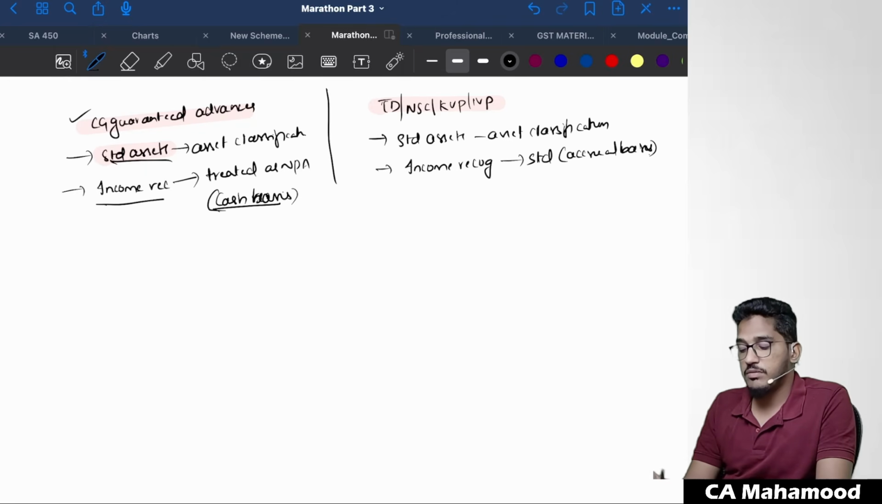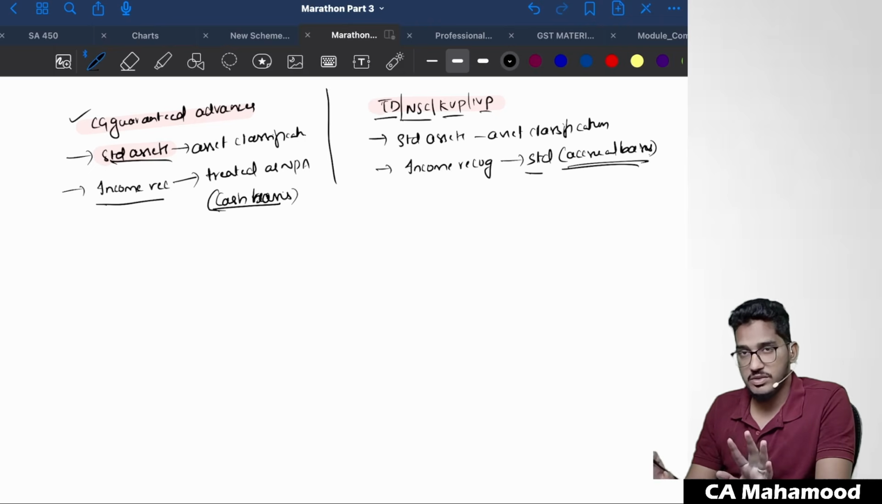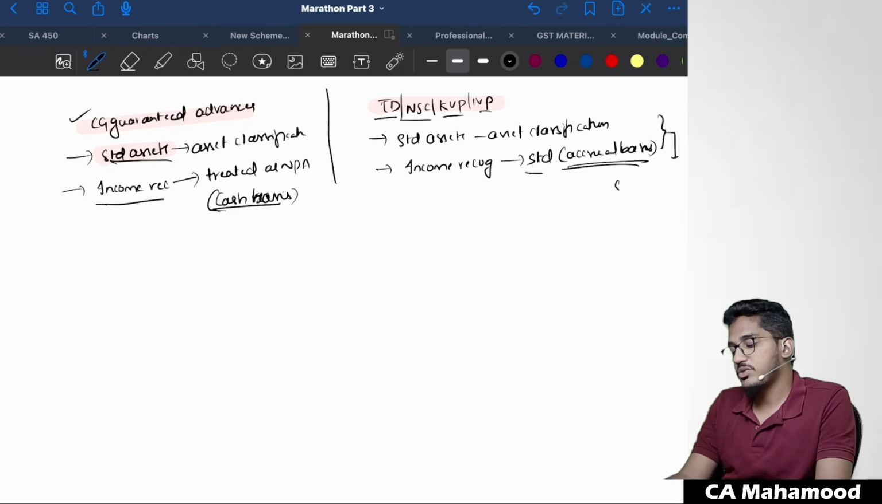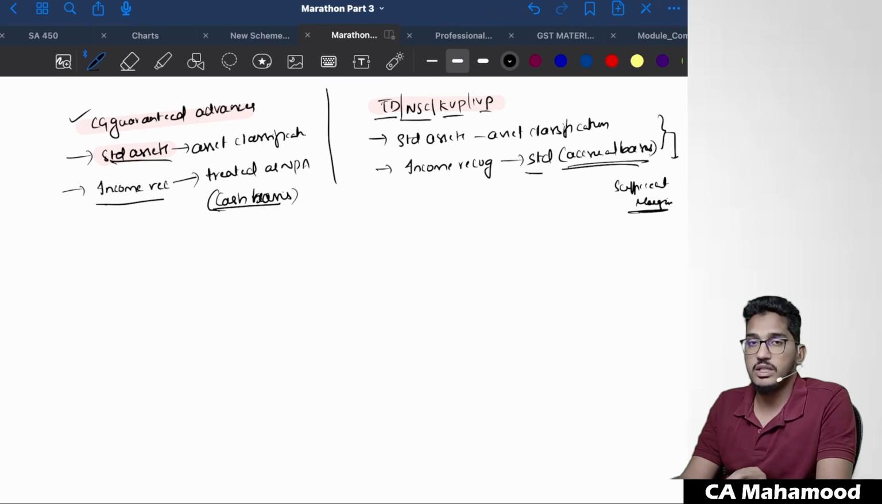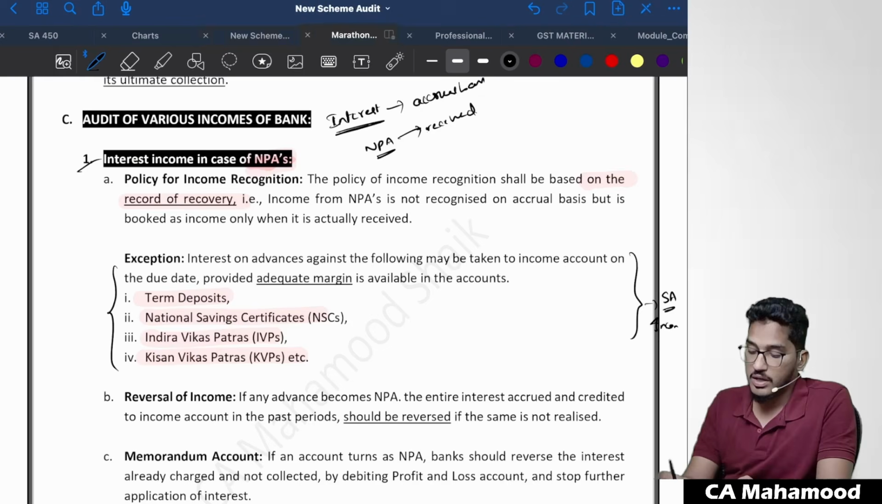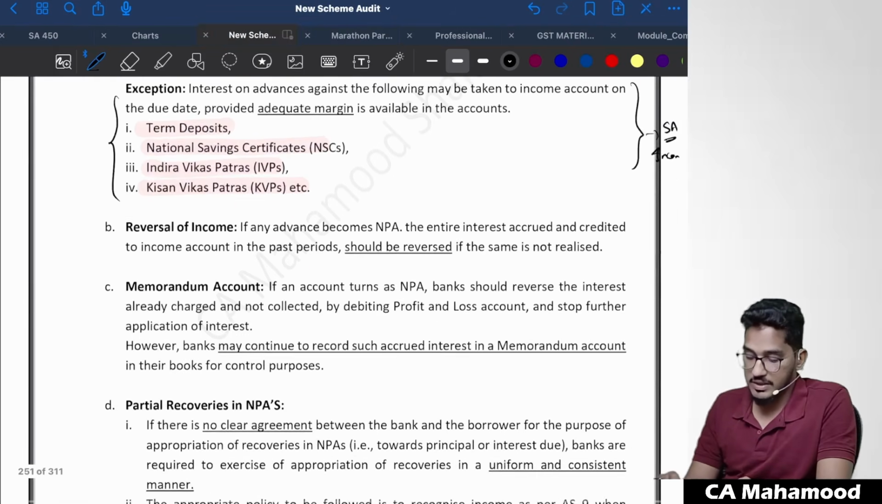However, in respect of loans taken against term deposits, NSCs, KVPs or IVPs, for asset classification it will remain under standard category, and for income recognition also we will treat it as standard. That means we will recognize the interest income on accrual basis only, need not be on cash basis. But the condition for both is that sufficient margin should be available. Always sufficient margin should be available. That means there should be some excess amount in the value of the security over the borrowing amount. Clear?